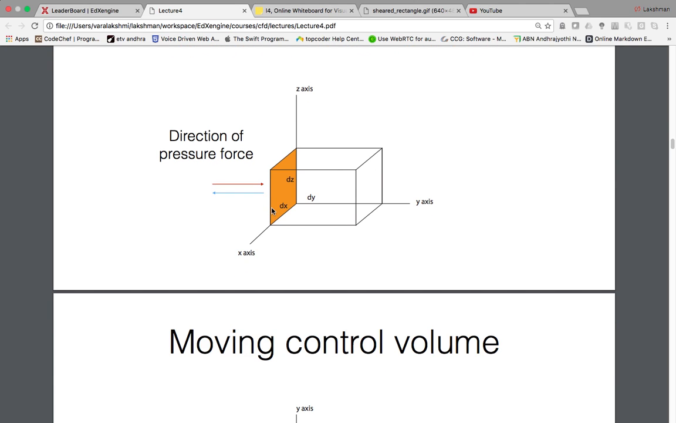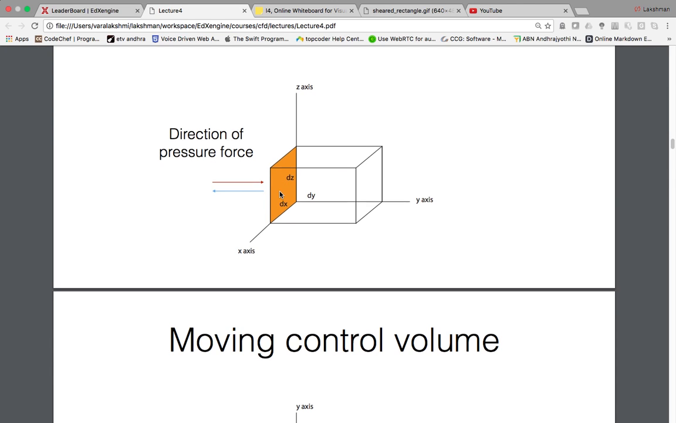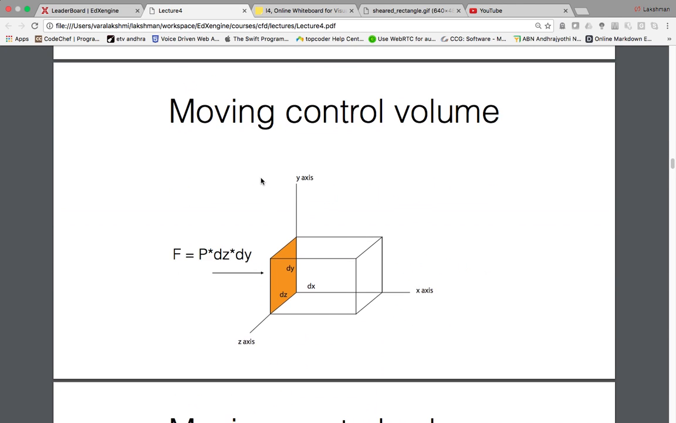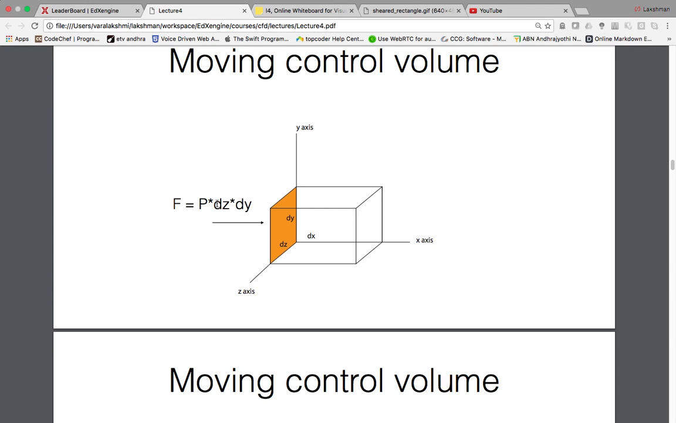So now you can see that from the definition of pressure, the force exerted on this surface due to the pressure is nothing but pressure multiplied by the surface area of this particular element. So pressure multiplied by area, which is the standard definition of the force. And he just expanded.